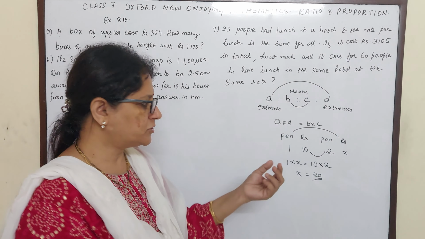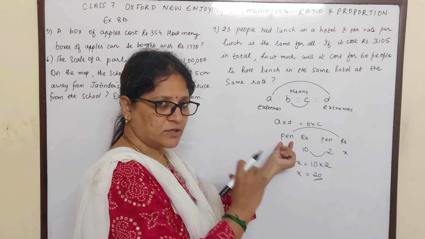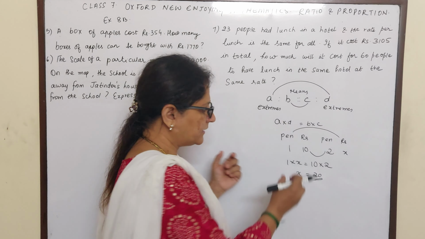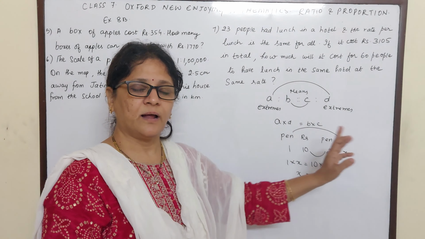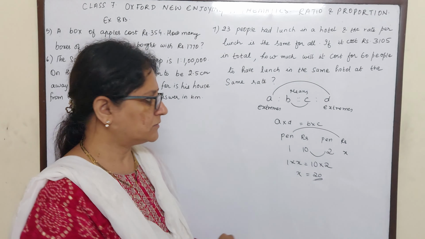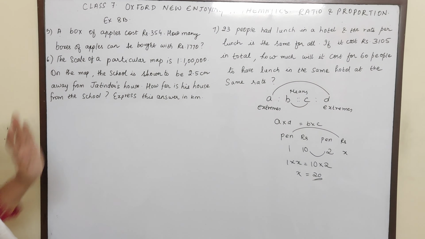So what you should remember is that the order should be right. First pen, rupees, then pen, rupees. It should not be rupees, pen, otherwise you will not get the right answer. Okay, so keeping this in mind, we will solve this sum.